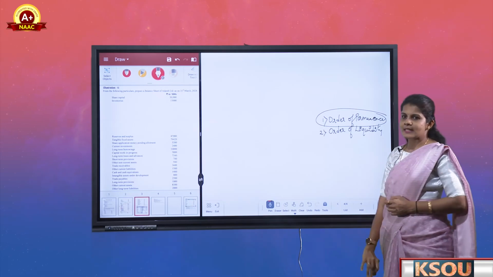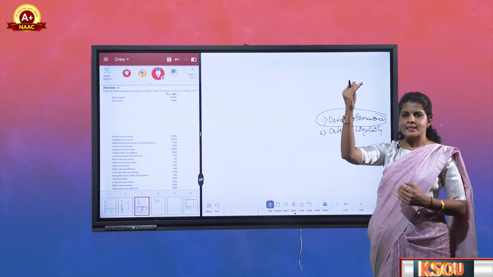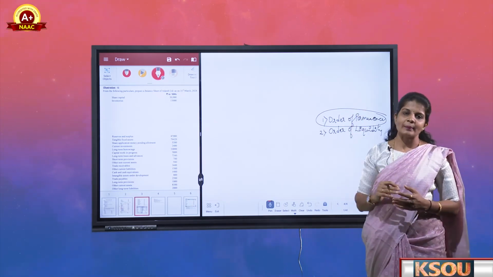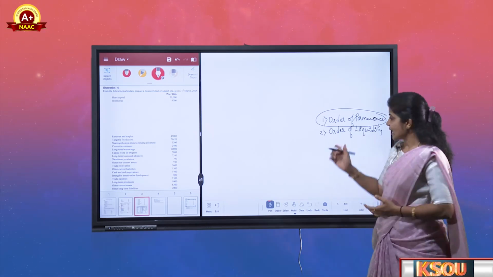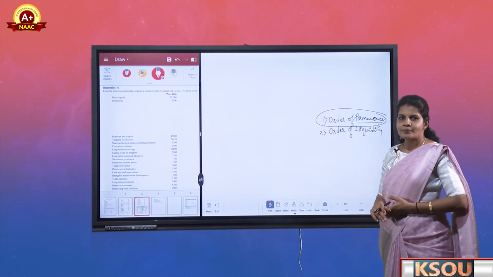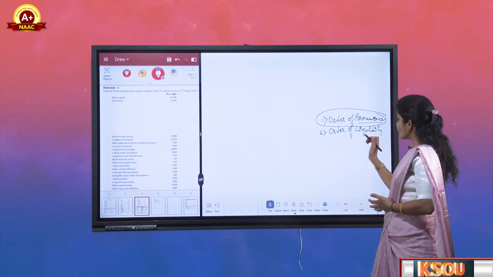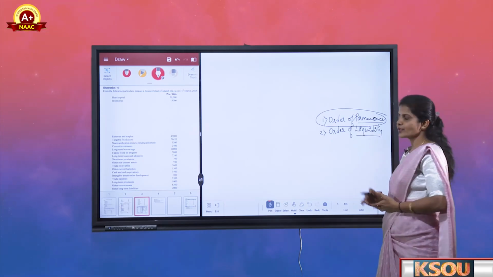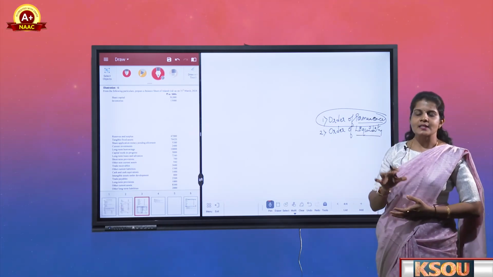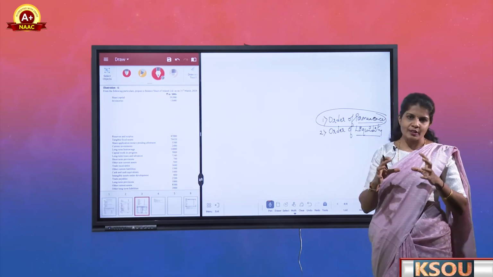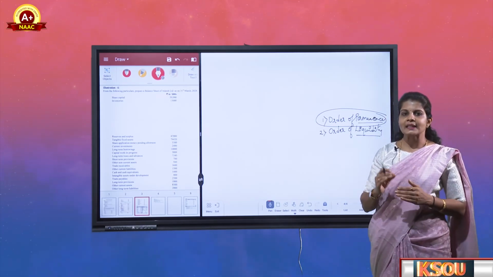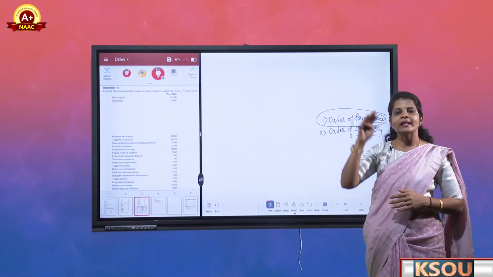Order of permanence, in the sense of how the long-term assets or liabilities will be taken first, because they will be the long-term liabilities and assets kept as permanent, okay, for a longer period. Whereas in the order of liquidity, the assets or liabilities considered for a short period, called current assets or current liabilities, will be taken first.